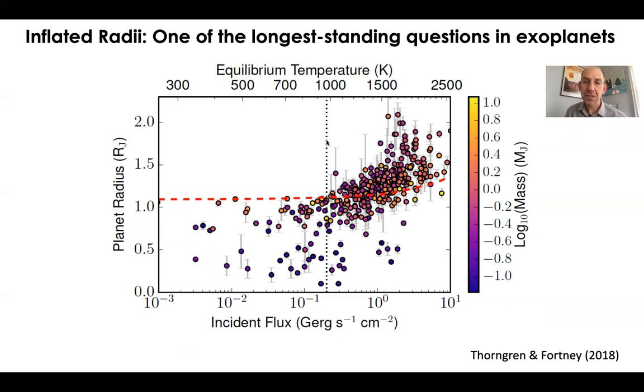And so we can see there's a cutoff at around 1,000 degrees, this dashed black curve. To the left of this diagram, there are no inflated gas giants. To the right of this curve, there's a very large population of inflated gas giants. We want to be able to assess why that is from the population.